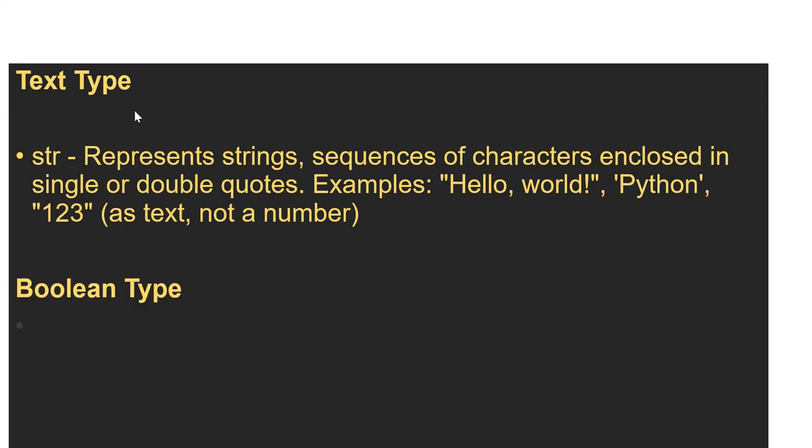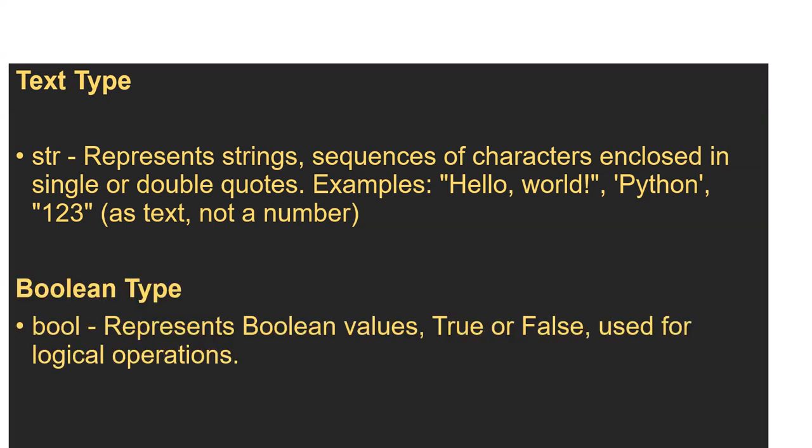So the third that we have is the Boolean type. The Boolean type represents Boolean values which evaluate to either of these two values, true or false. And these are used for logical operations. Remember, we say that there are different operations that are performed on different data values or variables. So the Boolean type evaluates to true or false, and it is the third data type that we have in Python.